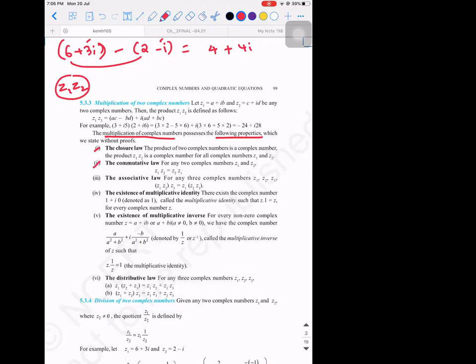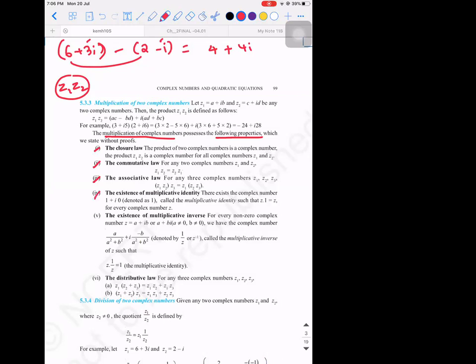Commutative law, what does it state? z1 into z2 is the same as z2 into z1. Associative law: when you multiply three complex numbers, z1 into z2 multiplied first, and that multiplied with z3 next, is the same as z1 multiplied with the product of z2 and z3.